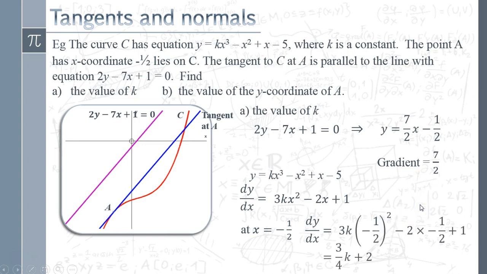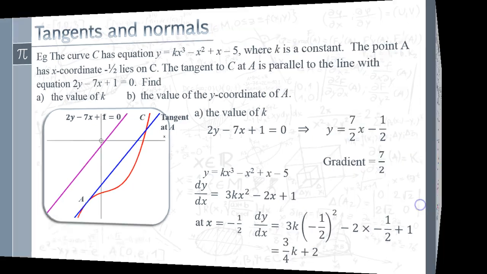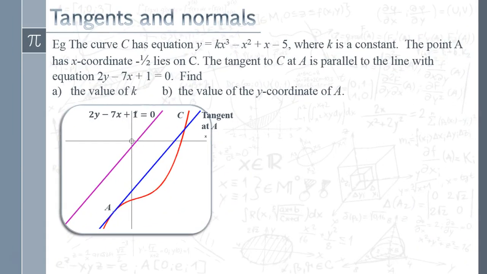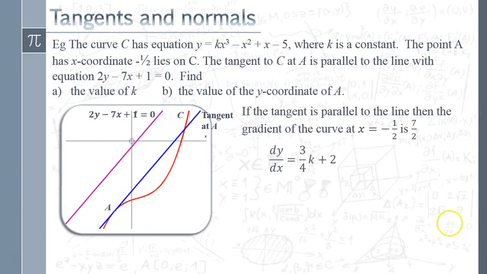Tidy it all up, and we've got our gradient there in terms of k, and it's k the thing we need to find out. So we know that if the tangent's parallel to the line, then the gradient of the curve at x equals minus half is 7 over 2.